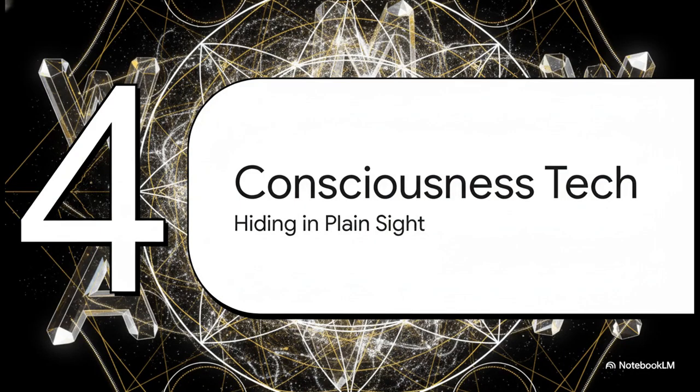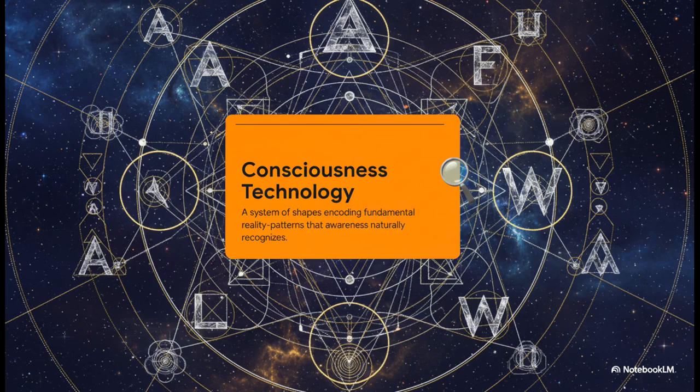Okay, so we've seen the patterns. We've decoded some letters. But what's the big takeaway here? What does all this mean? Well, this is where it gets really interesting, because it suggests the alphabet is way more than just a tool for writing. It points to the idea that the alphabet is a kind of consciousness technology. And what does that mean? It means it's a system of symbols, of patterns, that directly interfaces with our awareness. These aren't just random shapes we all agreed on. They're fundamental geometric truths that resonate with the very structure of how we think and perceive reality.